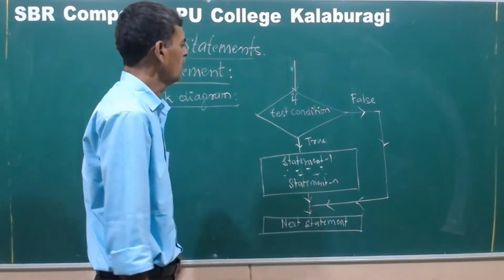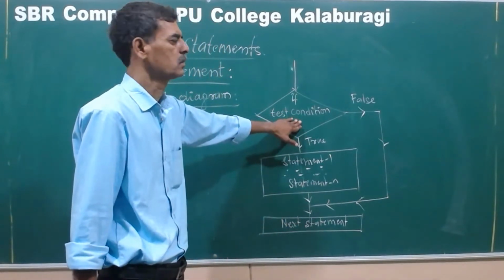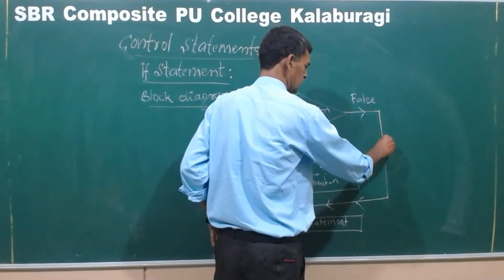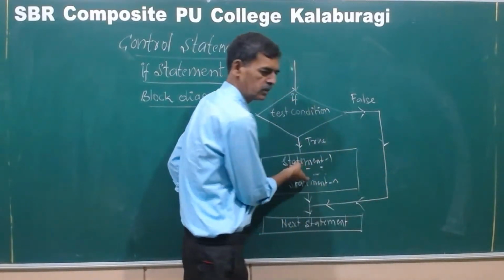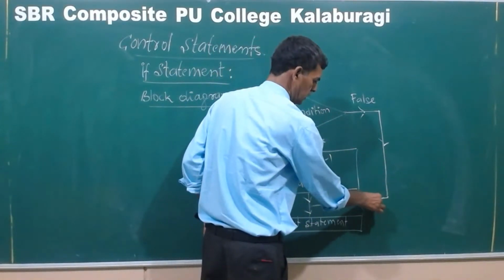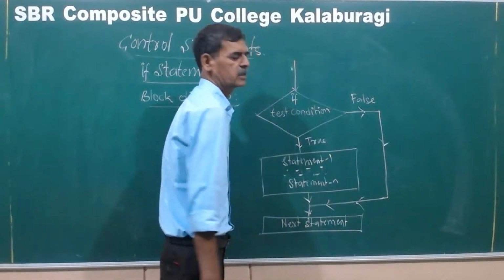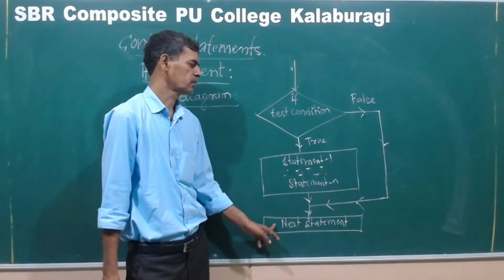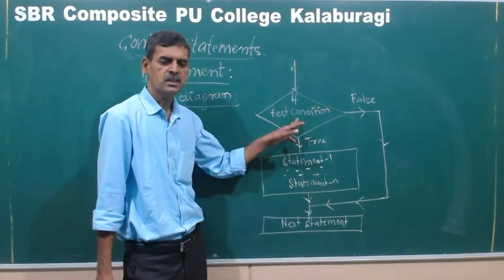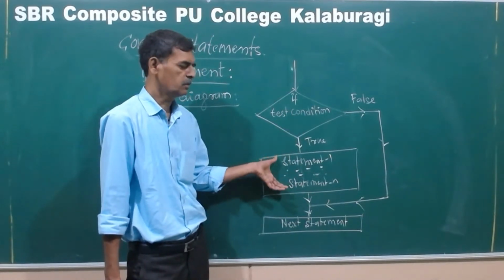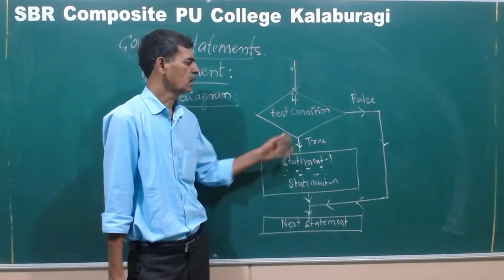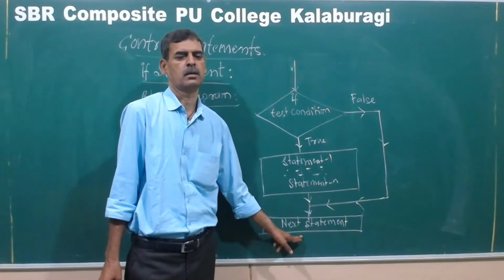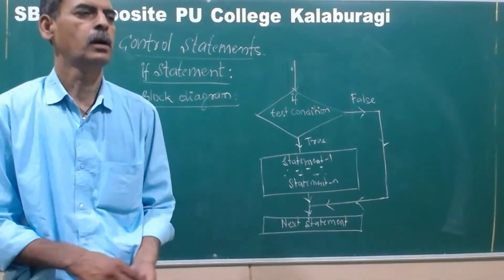Okay. If test condition is false, control goes out of if block. It goes like this. All these statements are skipped. It comes here. It goes to next part of the program. That is, next instruction is executed. If test condition is false, these statements are neglected. Control goes out of if block and goes to next statement. Right? Okay.